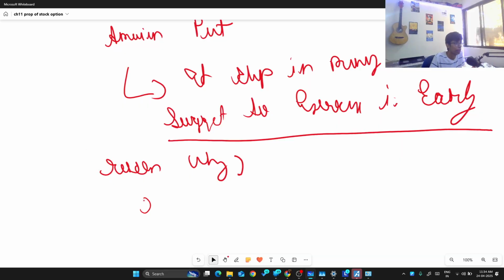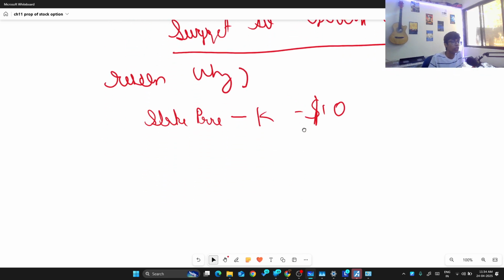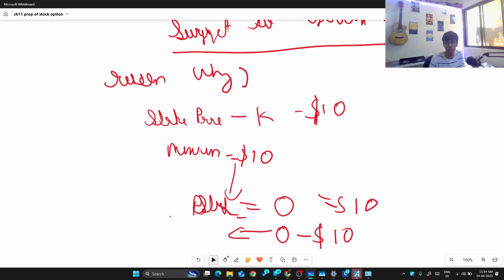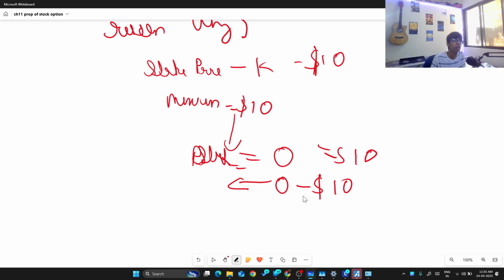So let's take a strike price K of $10. The maximum we can earn from a put is $10, because if the stock value goes to zero, then you will earn $10. So you will earn between $0 and $10, and it will not go negative, because an option value can't be negative. So the maximum you can earn is $10.